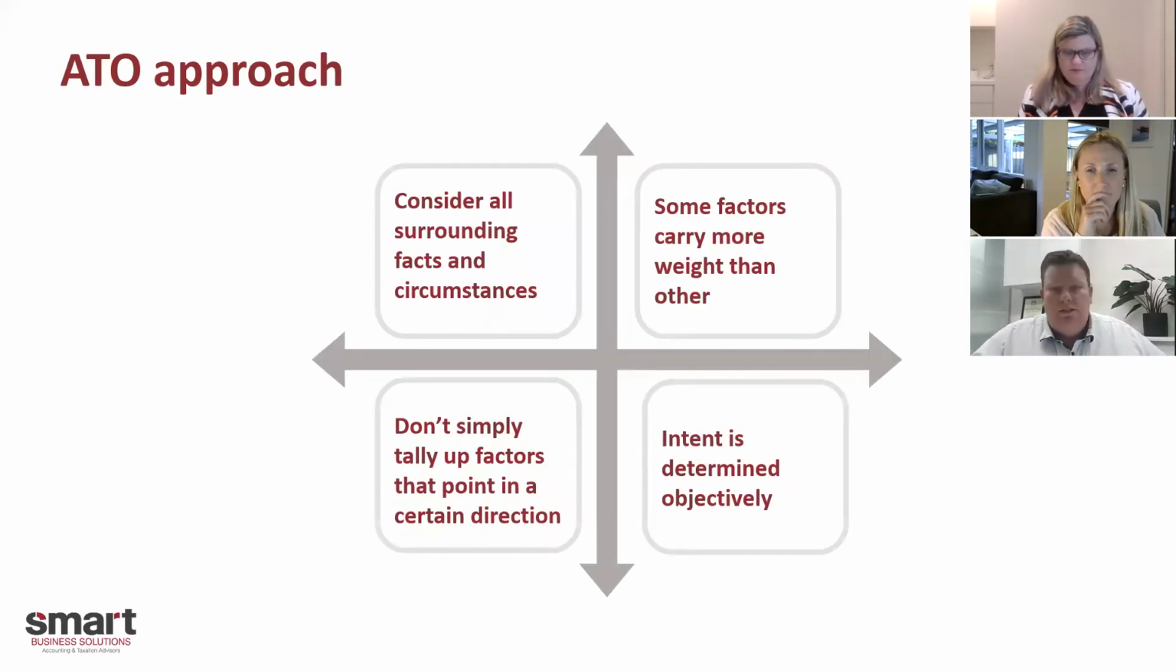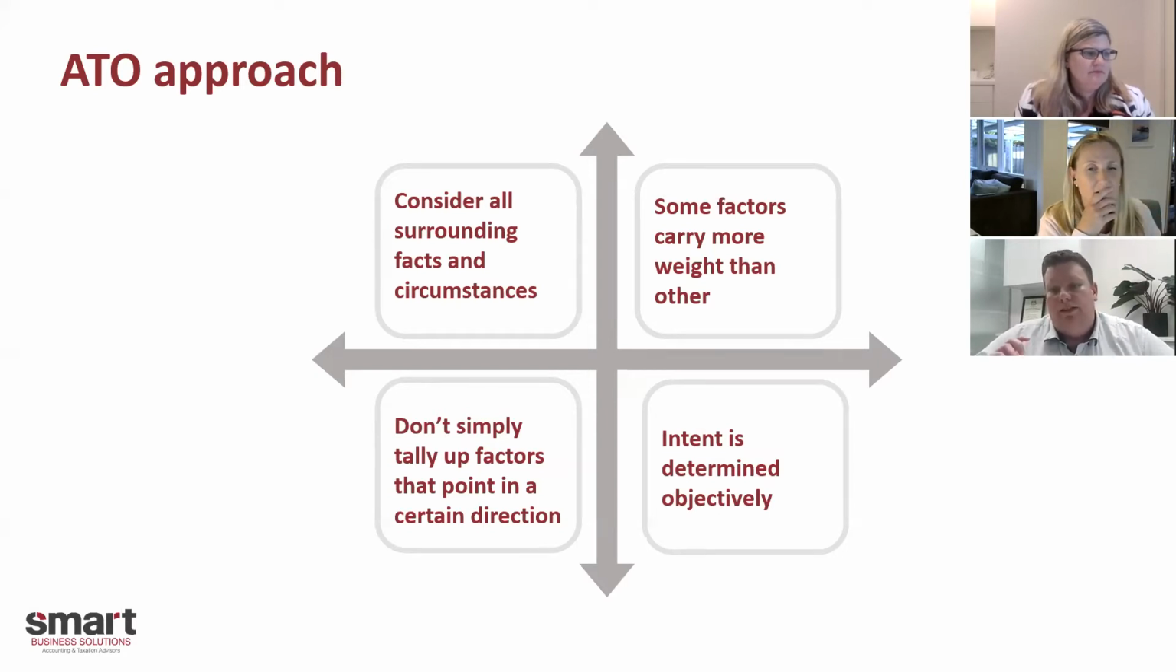The ATO approach to determining how you fit into those three spheres is that they want to consider all the surrounding factors and circumstances. Some factors carry more weight than others, but importantly, there is no weighting factor, if you like. You can't just simply tally up the points and go in a certain direction. So you need to take the whole case as an example and consider it as a whole. One thing that is really important is the intent. Quite often, a lot of these things you'll see on the next page, the fact is we're looking at the intent of the taxpayer, and that intent has to be determined objectively.